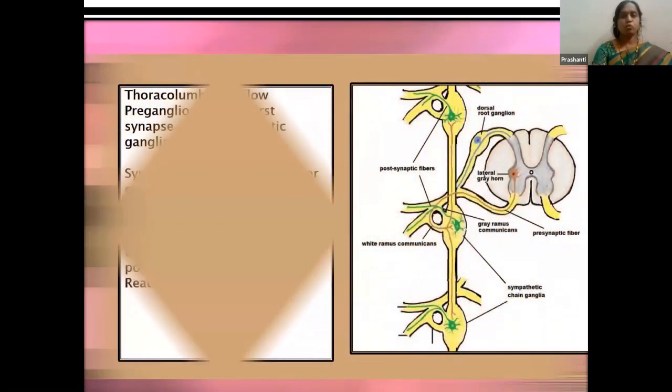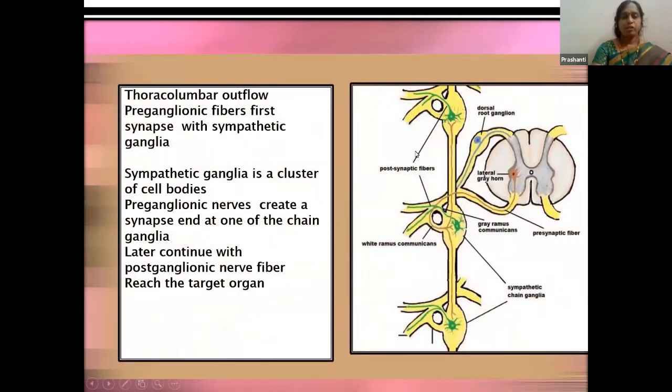So these two nerve fibers, children, here, that is the preganglionic nerve fibers, they run into the ventral root of the spinal nerve. They arise from the thoracico-lumbar division, they travel through the spinal nerve, and here they will be joining the sympathetic chain ganglia. What is the meaning of ganglia? It is a cluster of cell bodies.